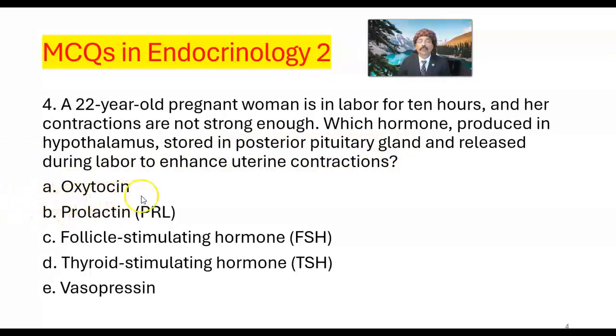Choices are A. oxytocin, B. prolactin, C. follicle stimulating hormone, D. thyroid stimulating hormone, E. vasopressin. So answer should be what? What hormone is produced in the hypothalamus? That is mostly in the paraventricular nucleus of the hypothalamus. It is stored in posterior pituitary, not produced there, released during labor to enhance uterine contraction. Answer should be A. oxytocin. Oxytocin is the answer.